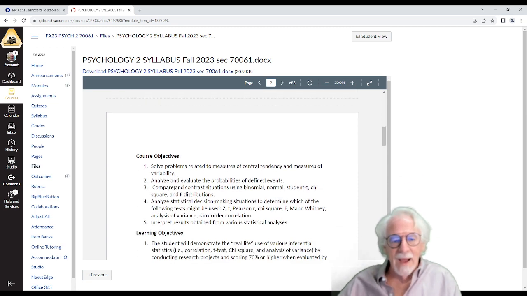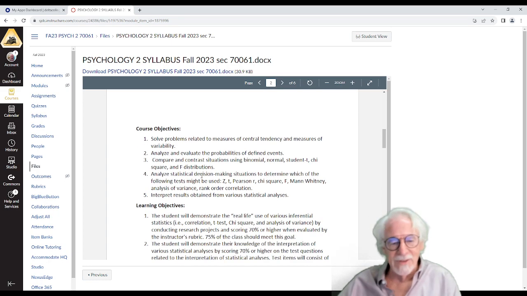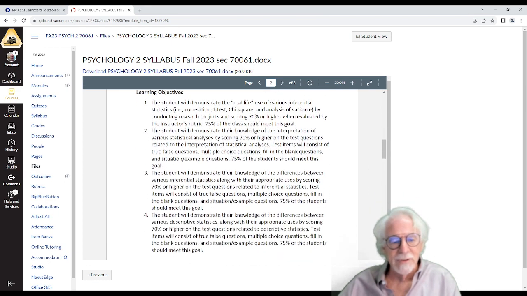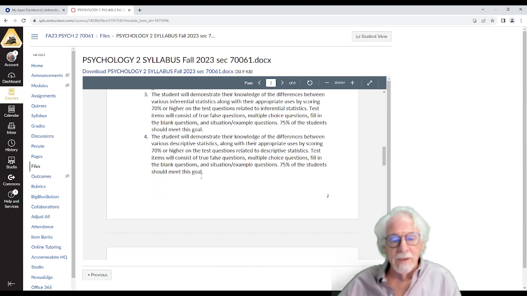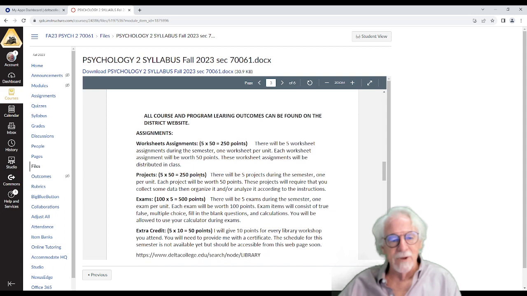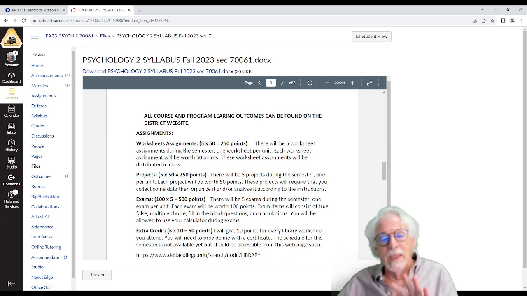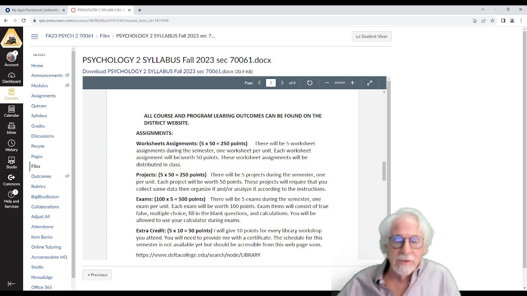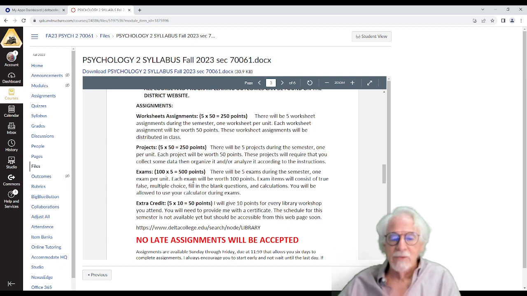This is about all the work we're going to do. Like I said, I'm not going to read this word for word, but you can do that on your own. This is what you really want to know about. The class is broken up into 5 units. Each unit has a worksheet assignment, a project, and an exam. The worksheets are worth 50 points apiece for a total of 250. Projects are 50 points apiece for a total of 250. The exams are 100 points apiece for a total of 1,000 points. And that's what you'll be graded on.